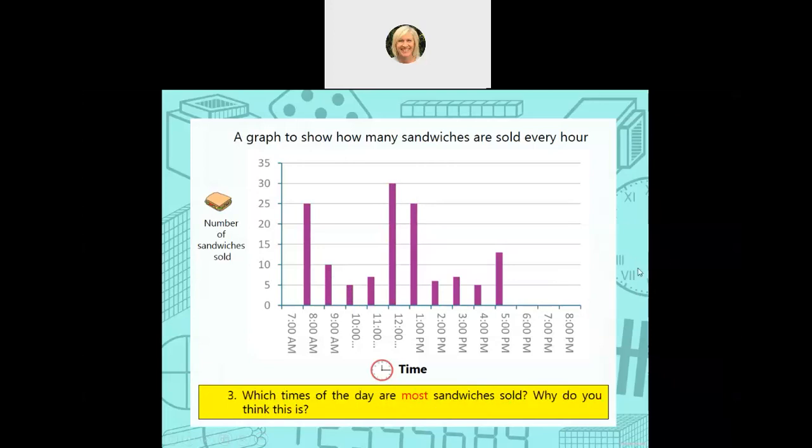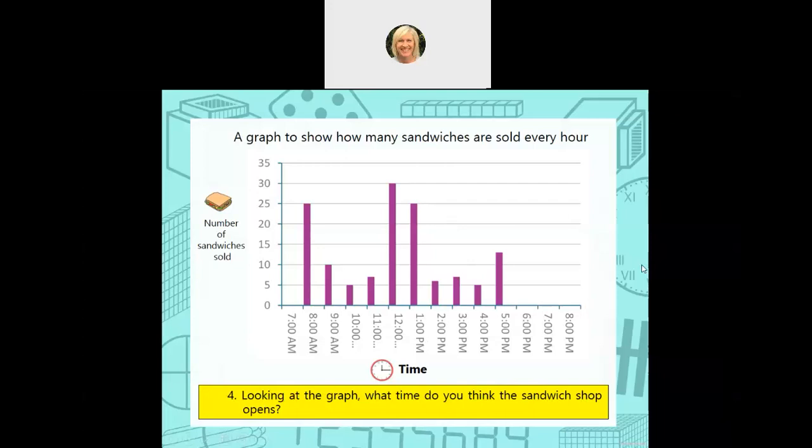Let's go to the next slide. Question 3. Which times of the day are most sandwiches sold? So you need to look at the graph, and because these are visual images, it's very easy to see what time most sandwiches are sold. Then you need to use your connection with what happens in the outside world at food shops and at lunchtime. Make those connections and find a reasonable answer as to why you think most sandwiches are sold here.